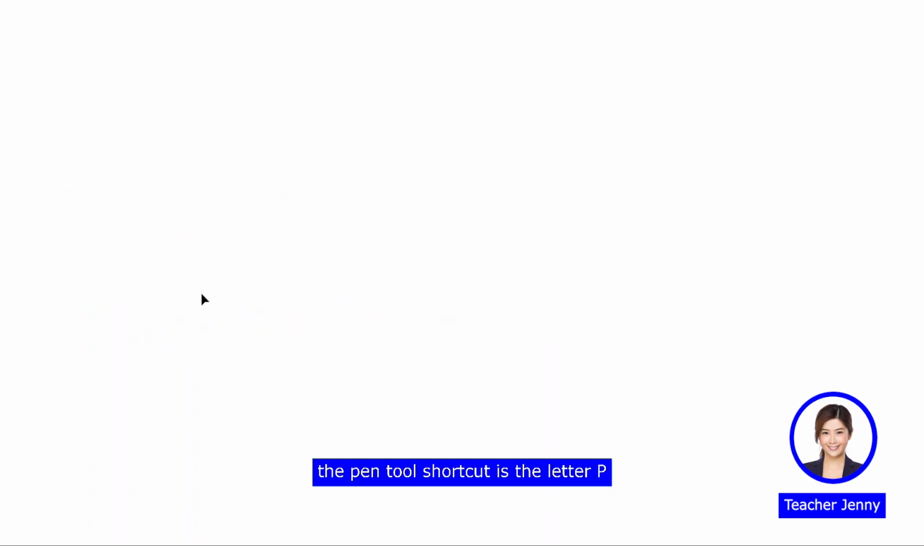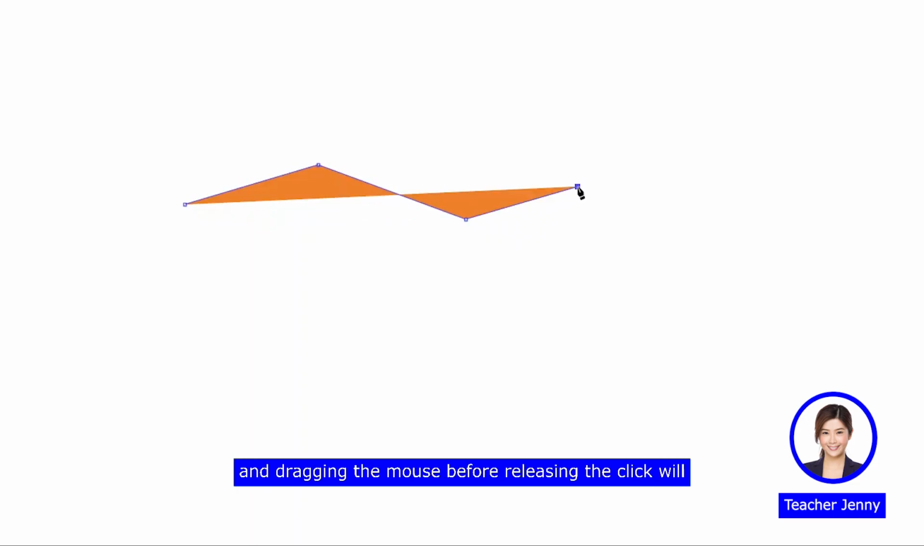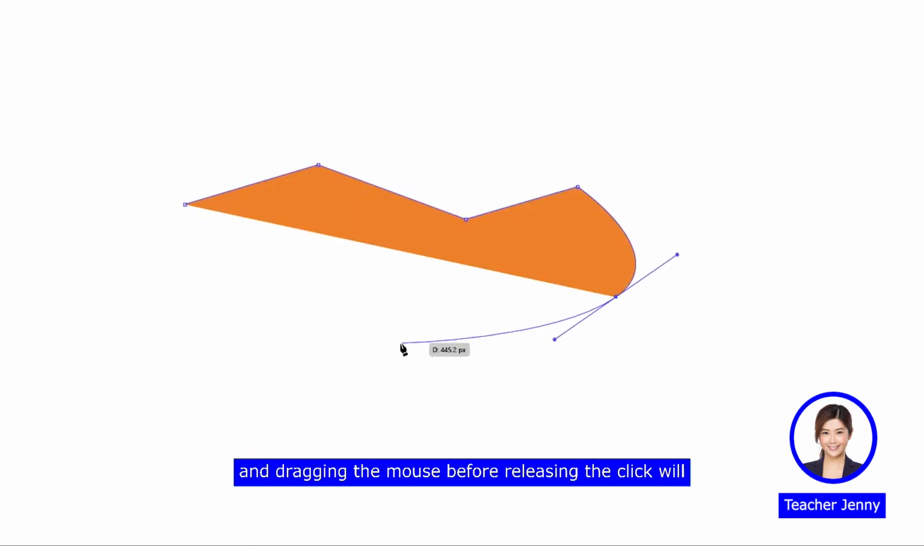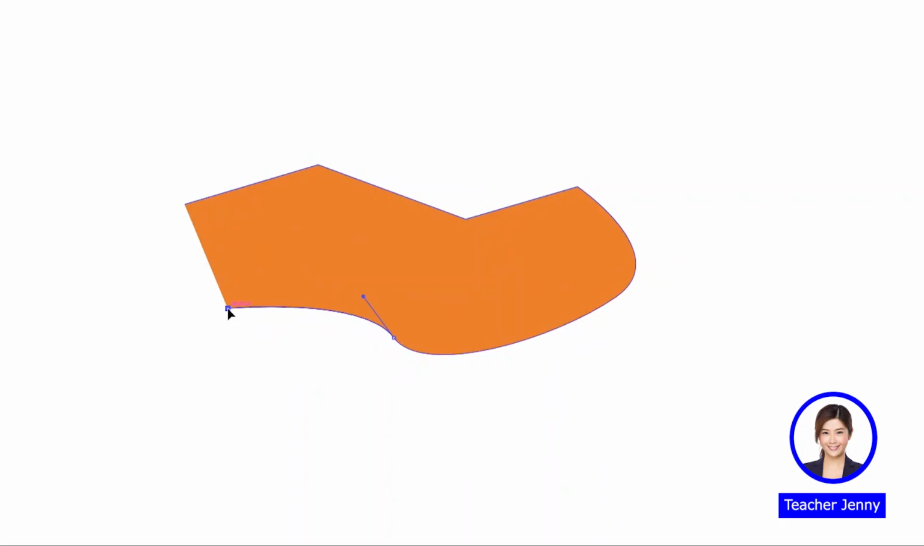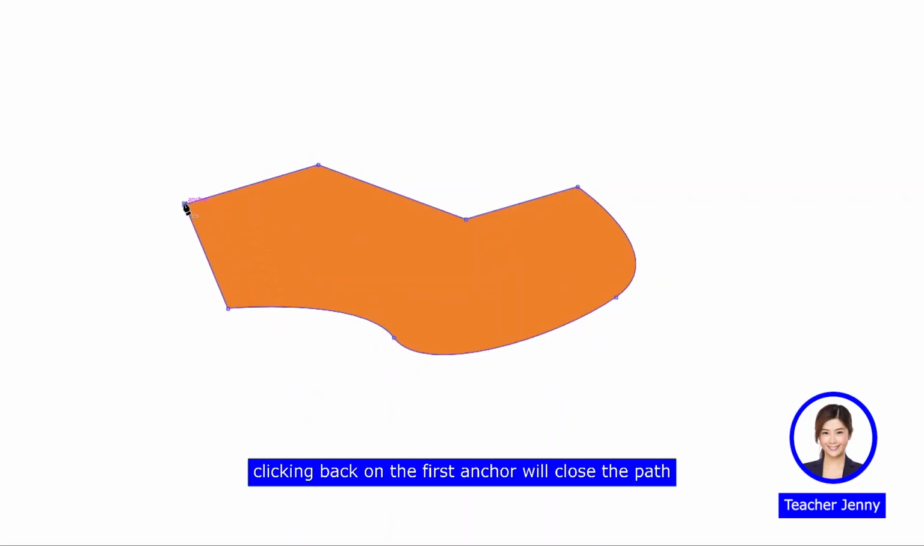The Pen tool, shortcut is the letter P, used to draw paths. Each click adds a new anchor point to the path, and dragging the mouse before releasing the click will add handles for curvature. Clicking back on the first anchor will close the path.